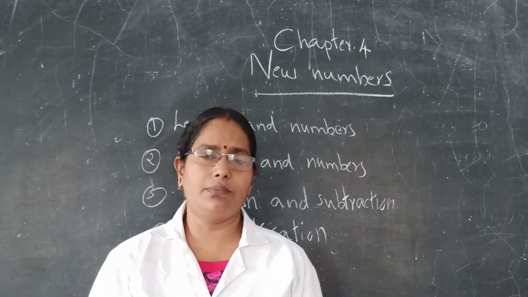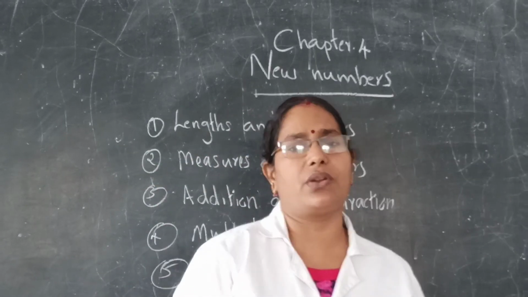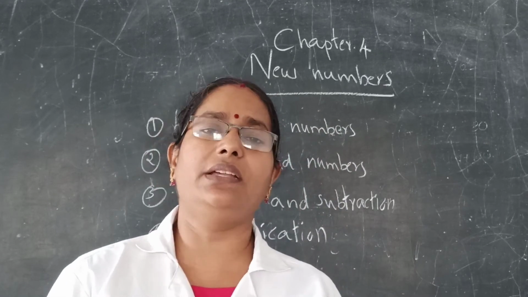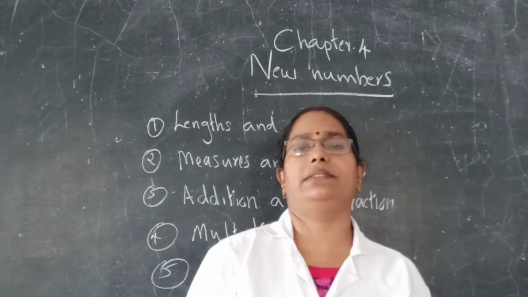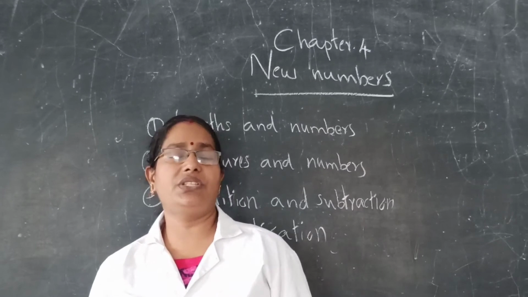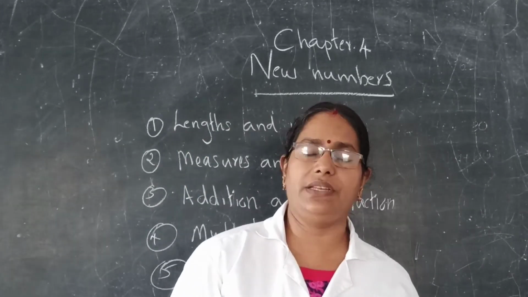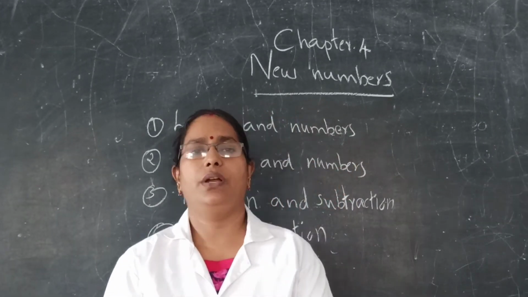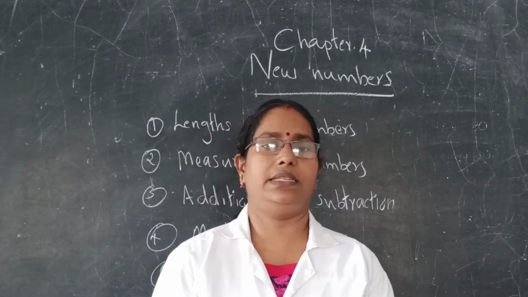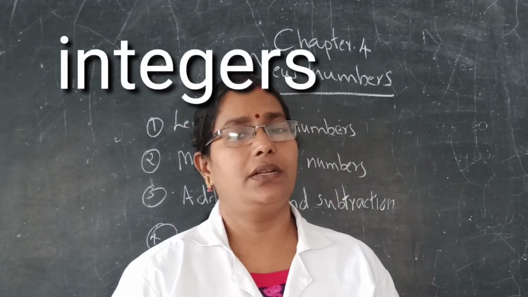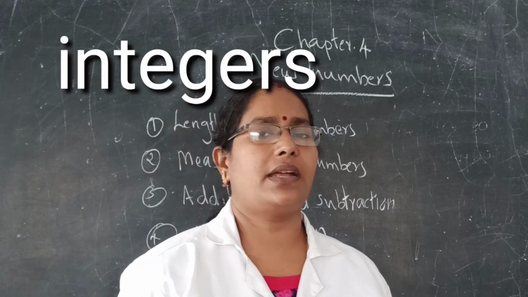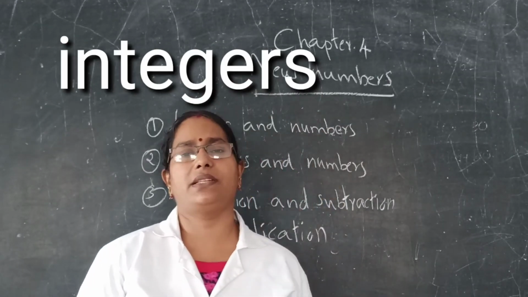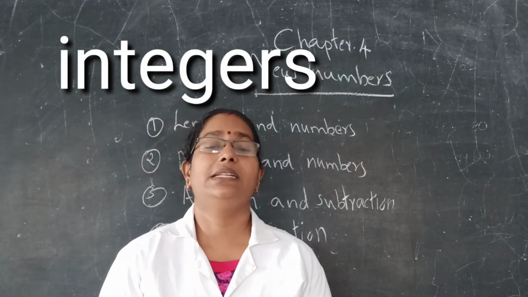Therefore, negative numbers and positive numbers from 0 onwards, 0, 1, 2, 3, together are called integers. The positive integers and negative integers, including 0, are called integers. Example, 0, 1, 2, 3 on the right side, then minus 1, minus 2, minus 3. Those numbers are integers.